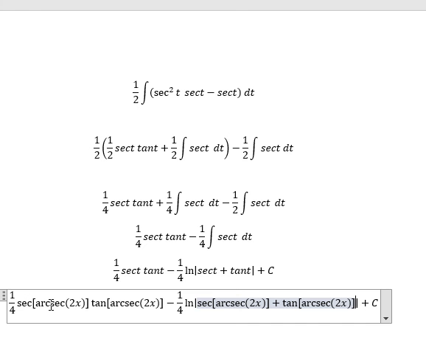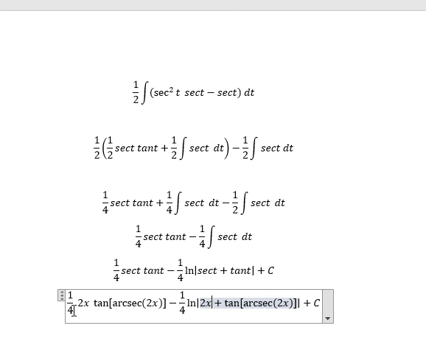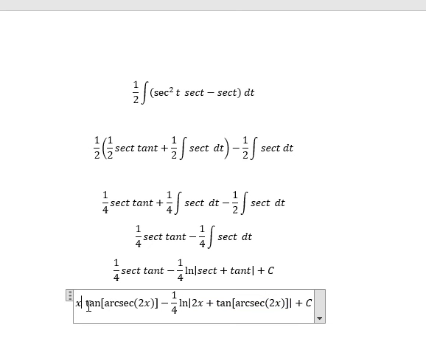We know that secant with arcsecant we have 2s. Similar for this one. Number 2 divided by 4, we have s over 2.